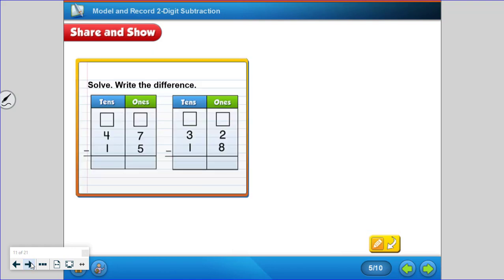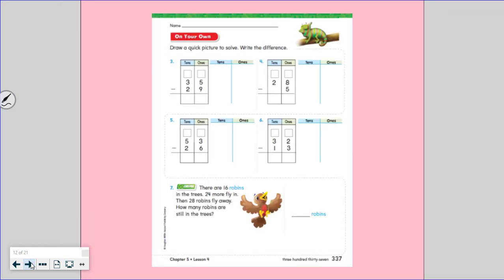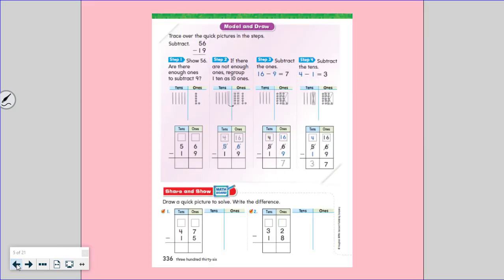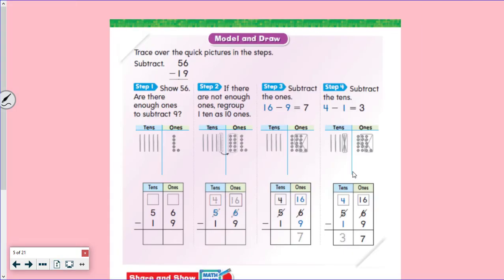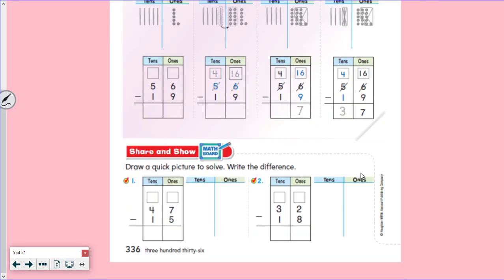All right, so here we go. Number 1. Let me get to the same page as you. There we go. Make it bigger. Number 1. 47 minus 15. Alright, so 7 ones minus 5 ones. Okay, yeah, we can do that. So 7 minus 5 equals 2. And then we go to the tens. 4 tens minus 1 ten equals 3.